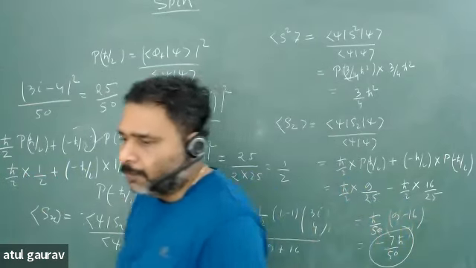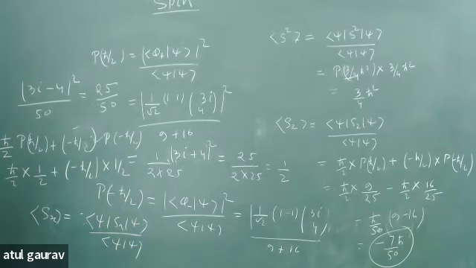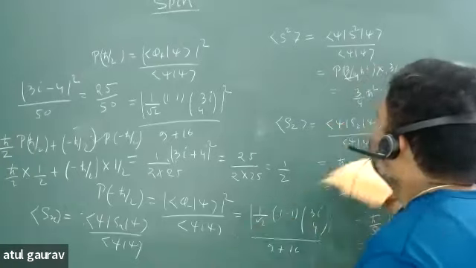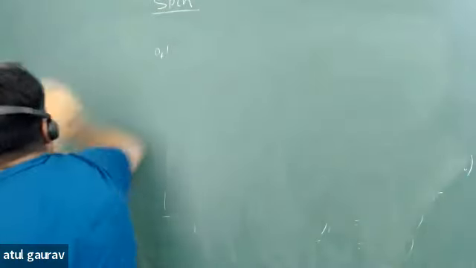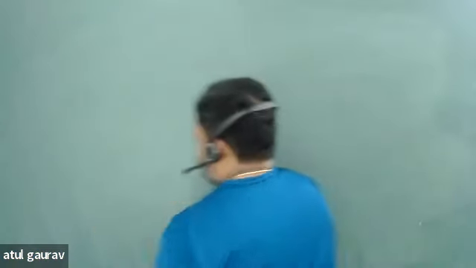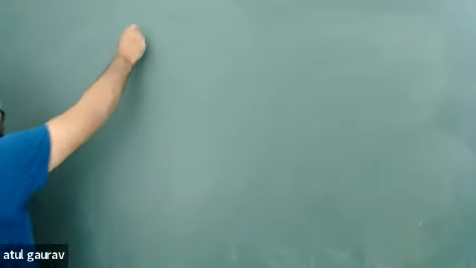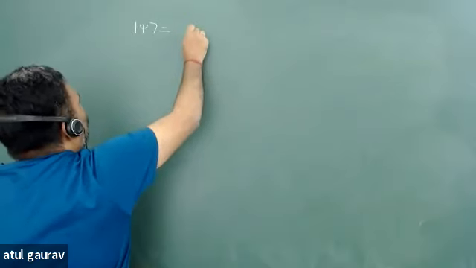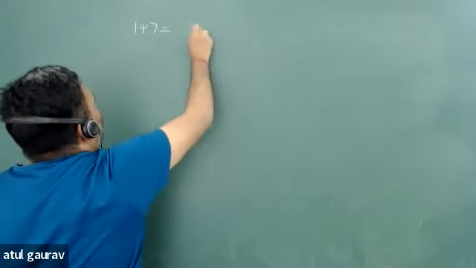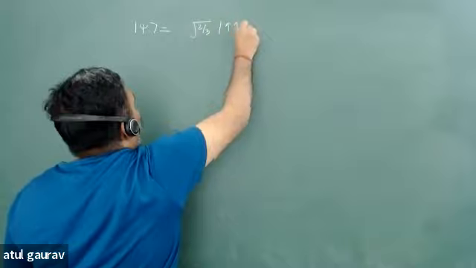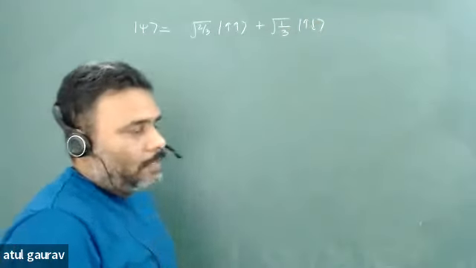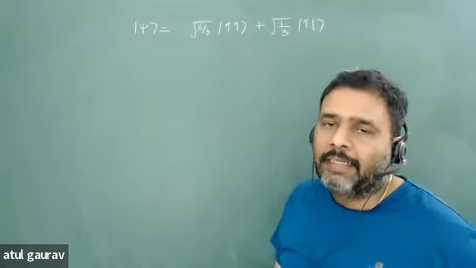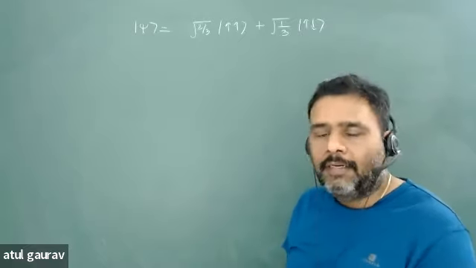Okay. So let's go for the next problem. We have a spin state system, spin half state, and that will be, let's say, 2 by root 3 up plus root under 1 by root 3 up and down, where up and down are the common eigenstates of S square and Sz with eigenvalues half and minus half for Sz.